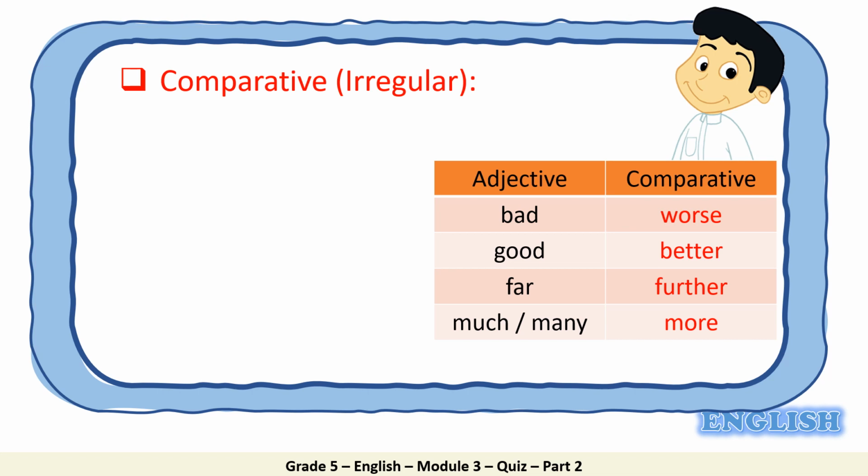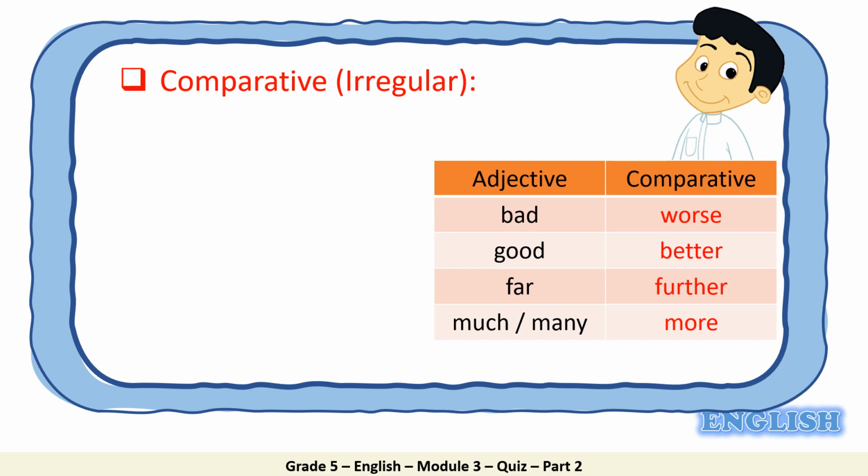So as you can see in the table, we don't add er at the end of these four adjectives, but we change the entire word. So bad will be worse, good will be better, far will be further, much or many will be more.